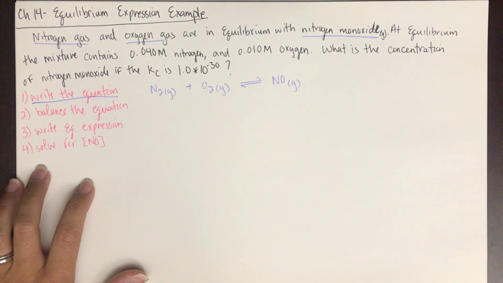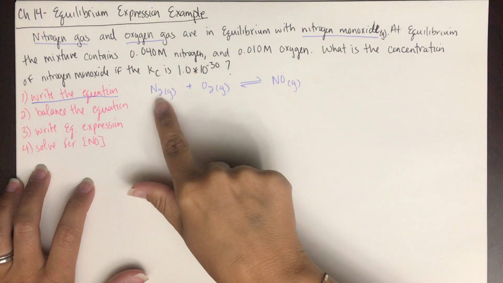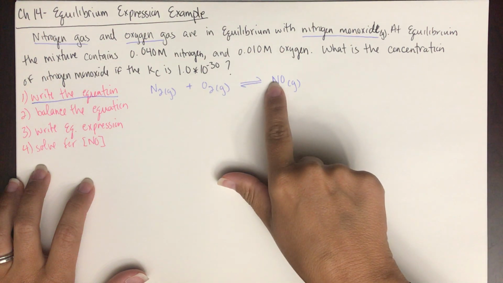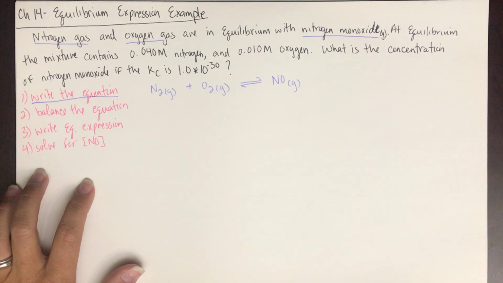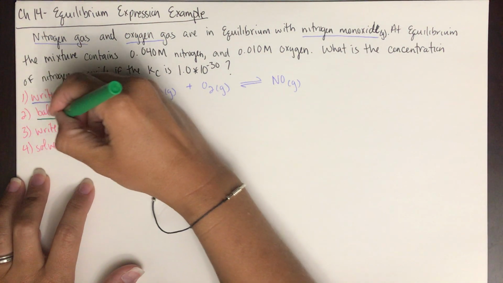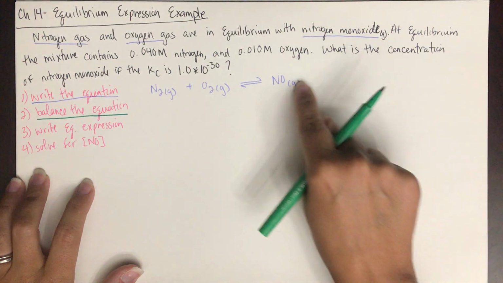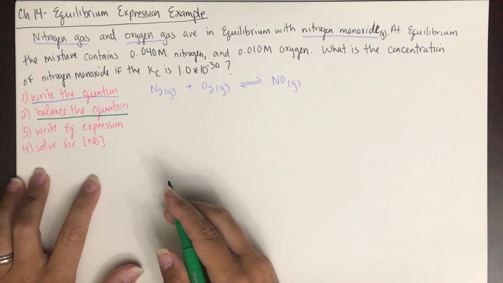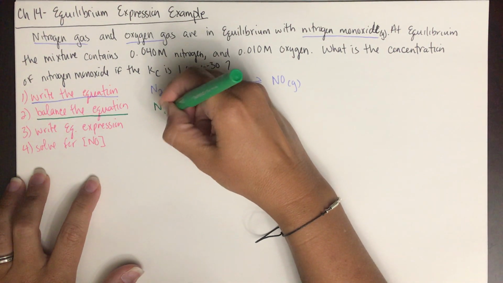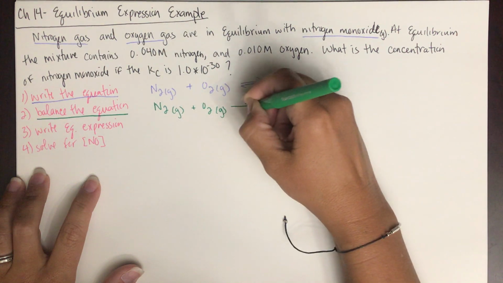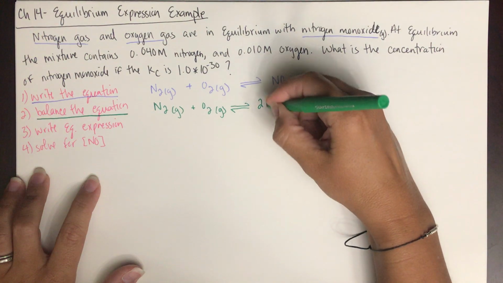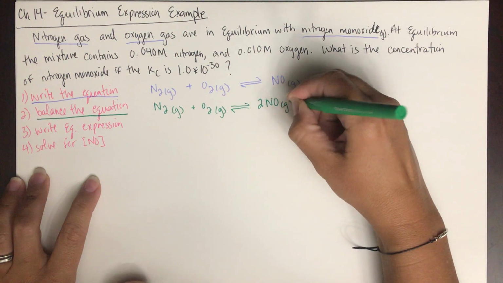We always need to make sure that the equation is balanced. This equation is not balanced because I have 2 nitrogen on this side, 1 nitrogen on this side, 2 oxygen, 1 oxygen. So I can easily balance this equation just by giving nitrogen monoxide a coefficient of 2. So I'm just going to write that again. Nitrogen gas plus oxygen gas is in equilibrium with 2 moles of nitrogen monoxide gas.